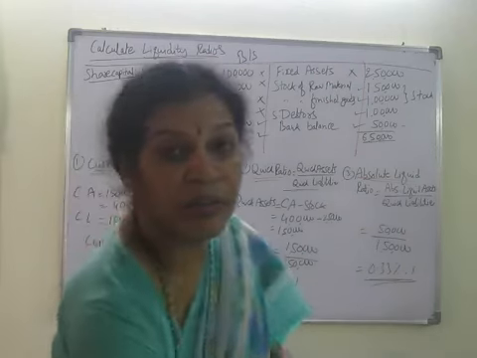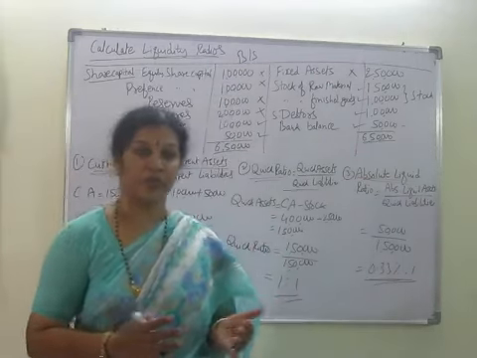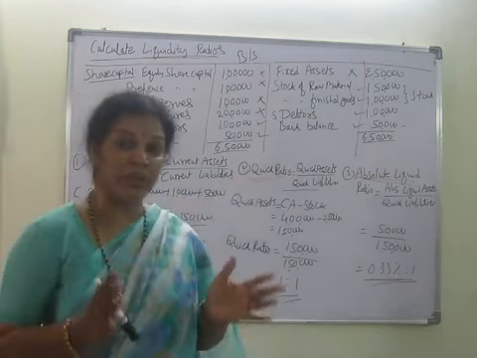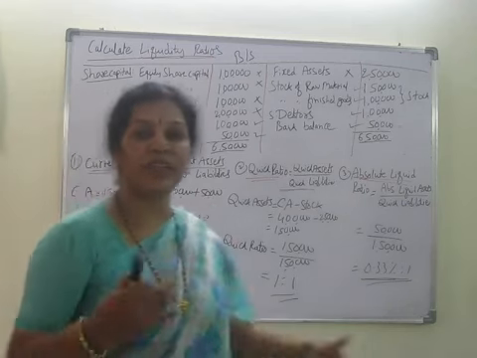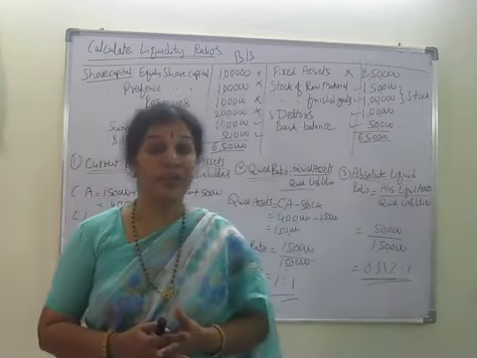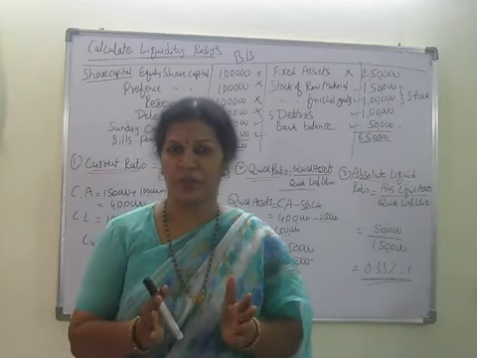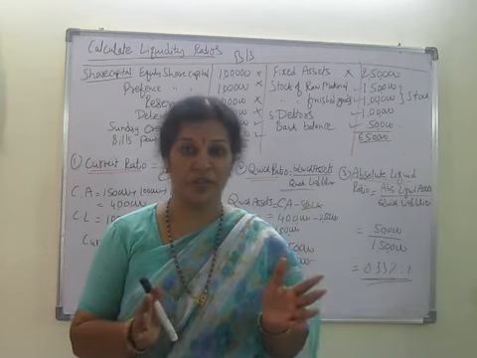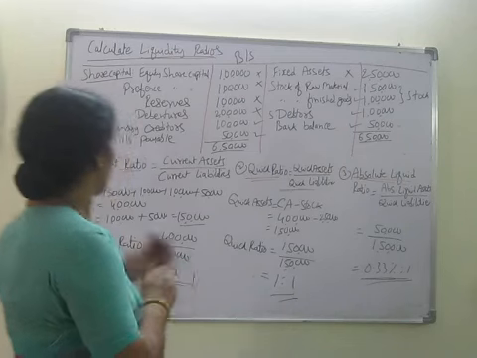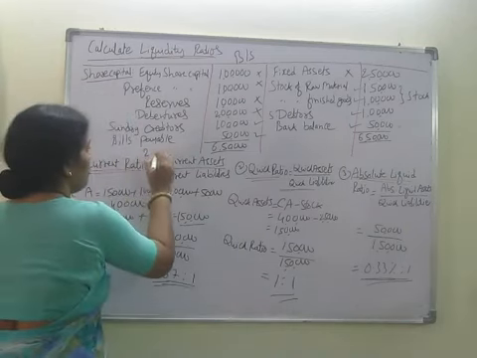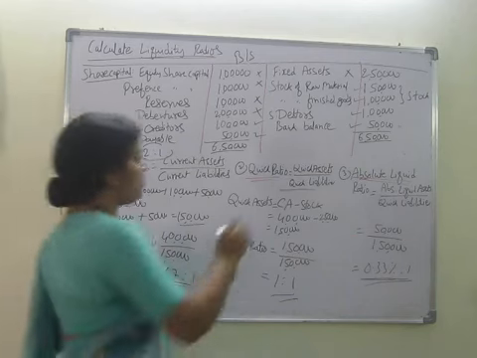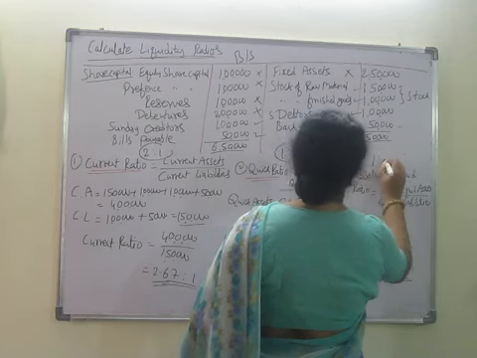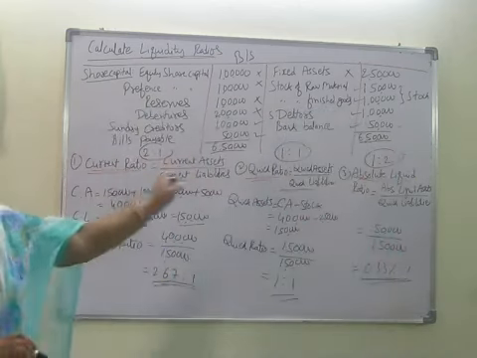So we have calculated all the liquid ratios: current ratio, quick ratio and absolute liquid ratio. Three we have calculated. At the end of the problem, once we get the answer, we have to give the interpretation. How can we do that? For that we need the ideal ratios. I taught you in the previous class, the introduction of ratio analysis. As per that, the ideal current ratio is 2:1, quick ratio 1:1, and absolute liquid ratio 1:2. So these are the ideal ratios.